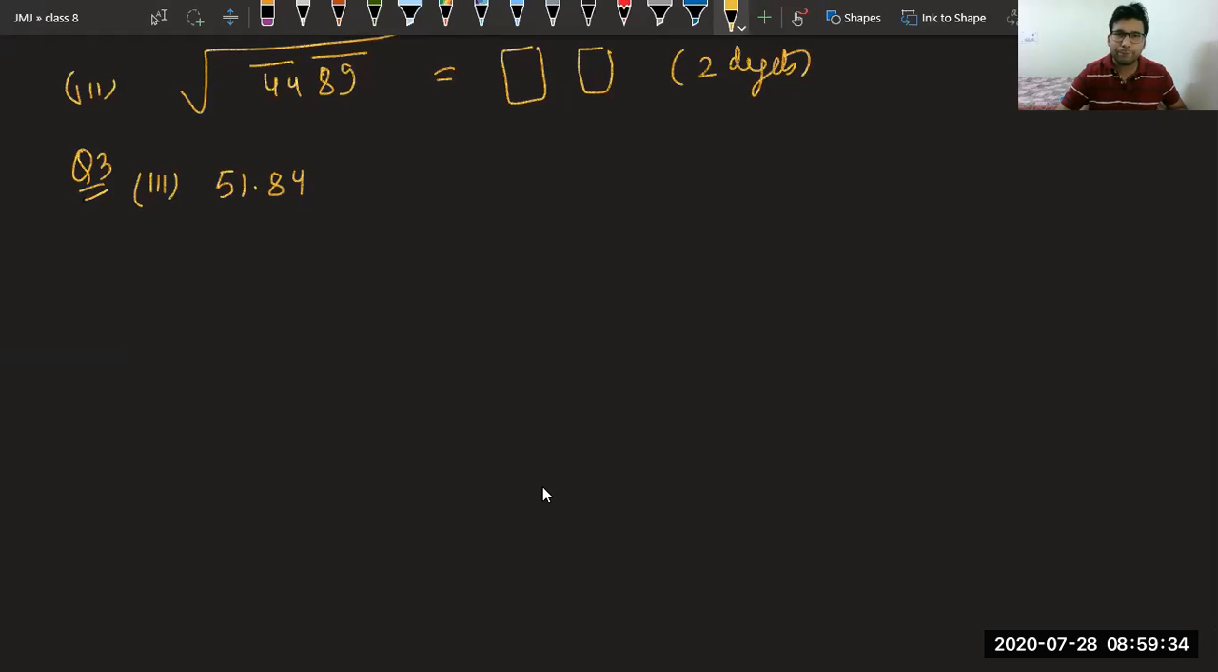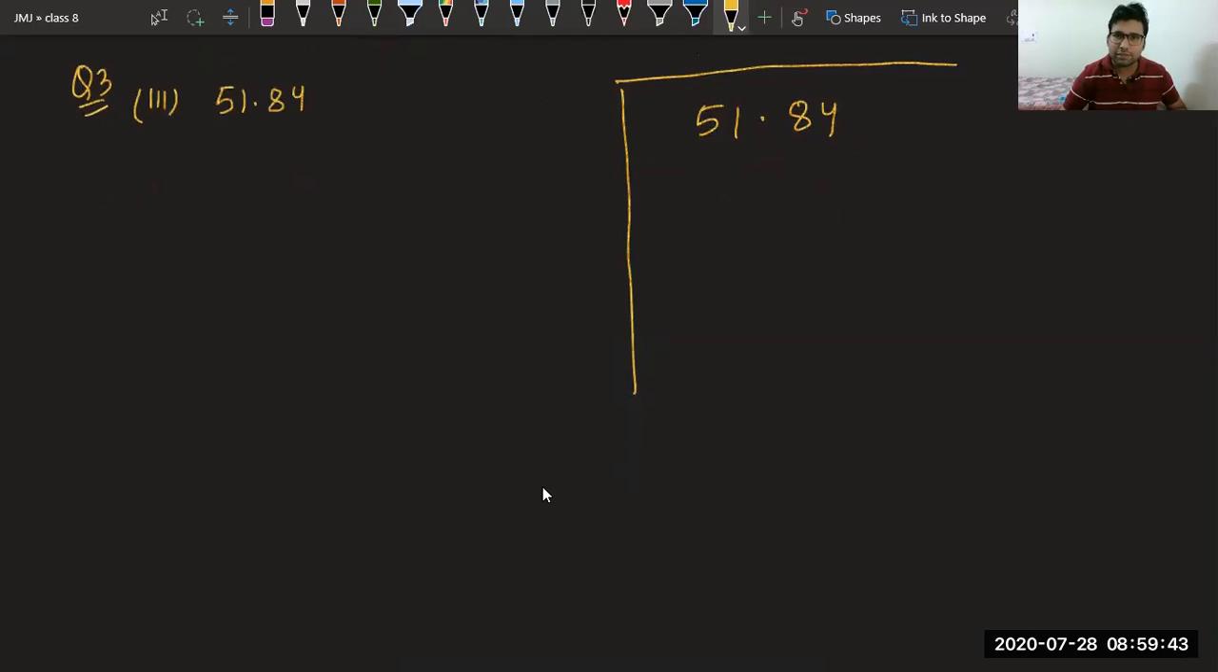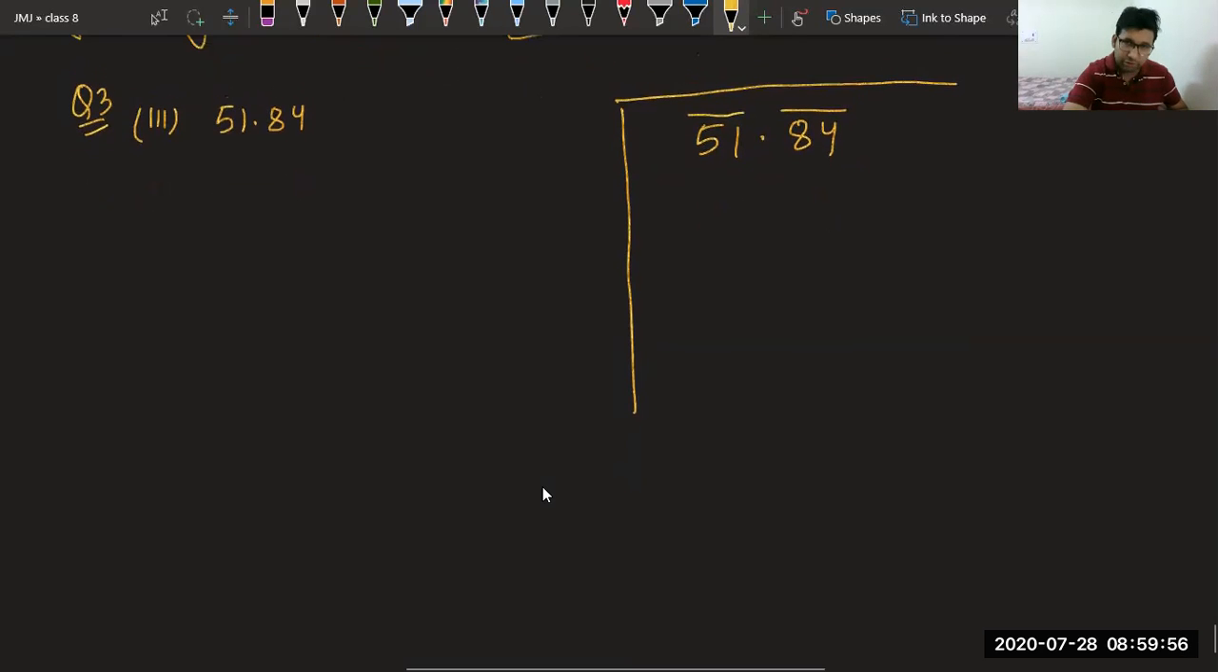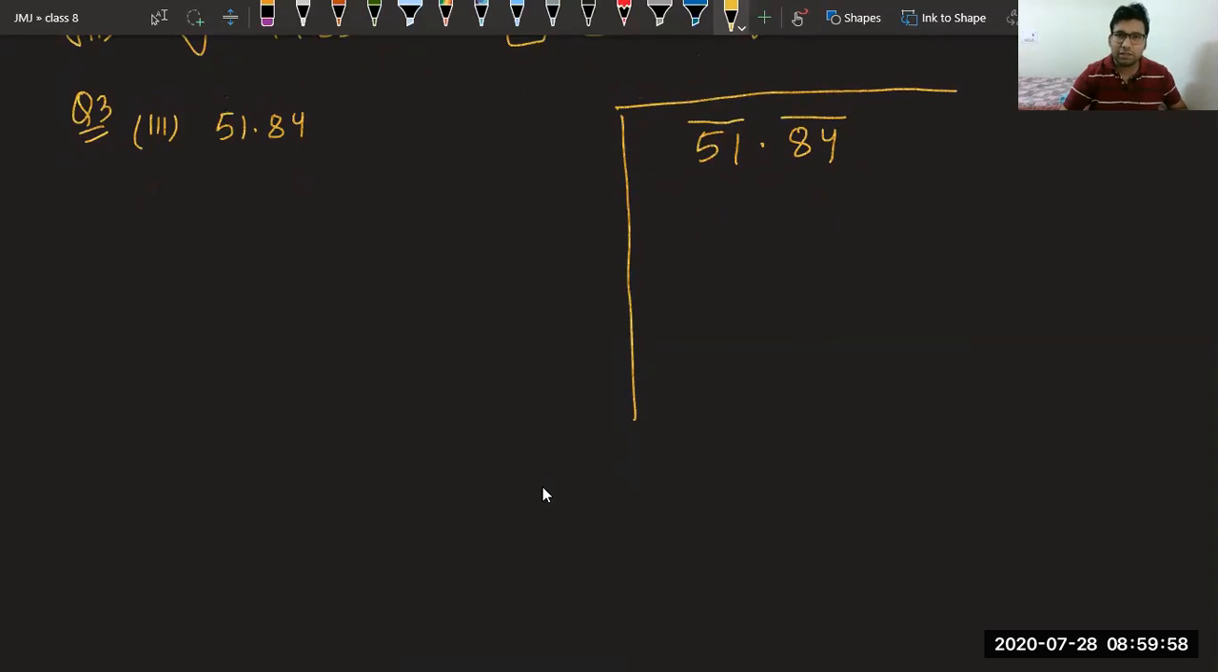Now let us see. Same procedure. This time we have a decimal number, 51.84. Again we will form the pairs. On the left of the decimal we will do from right to left. On this side we do left to right. Now which number's square is either 51 or less than that? Very good, Darpan. It is 7. If we take 7 over here, 7 sevens are 49 and 2 is the remainder.